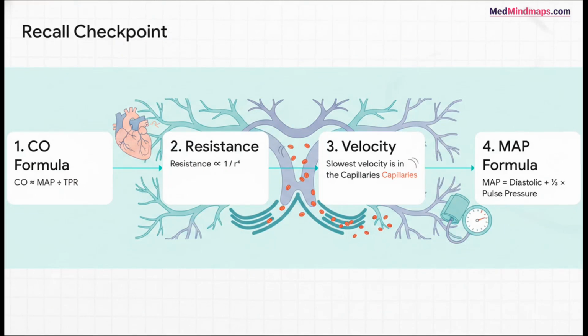Okay, let's do a quick knowledge check to make sure this stuff is sticking. Take a second and see if you can fill these in. Number 1, cardiac output is about MAP divided by TPR. Number 2, resistance is proportional to 1 over the radius to the 4th power. Number 3, the slowest velocity is in the capillaries. And number 4, MAP is your diastolic plus 1/3 of the pulse pressure. How'd you do? Hopefully those are starting to feel second nature.